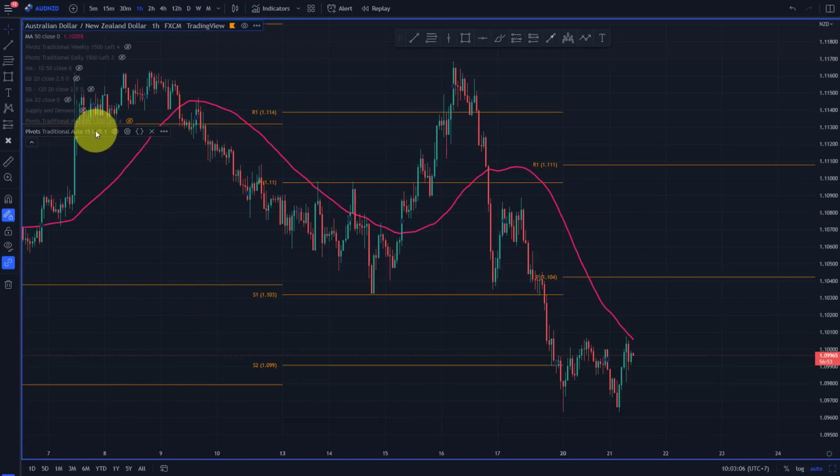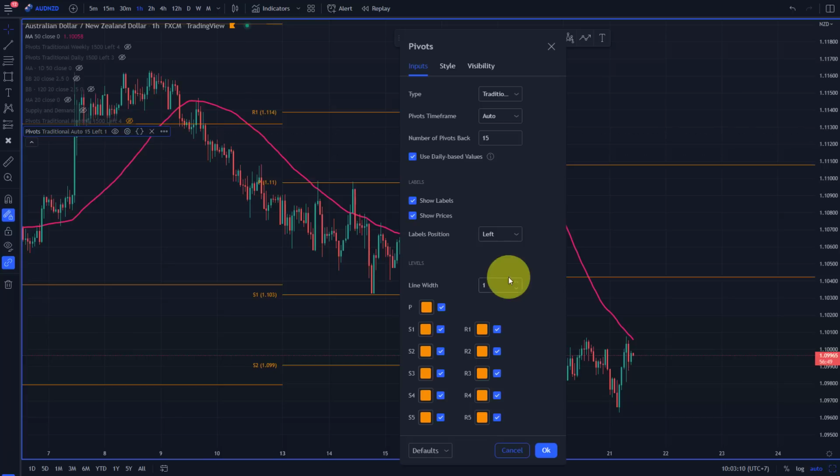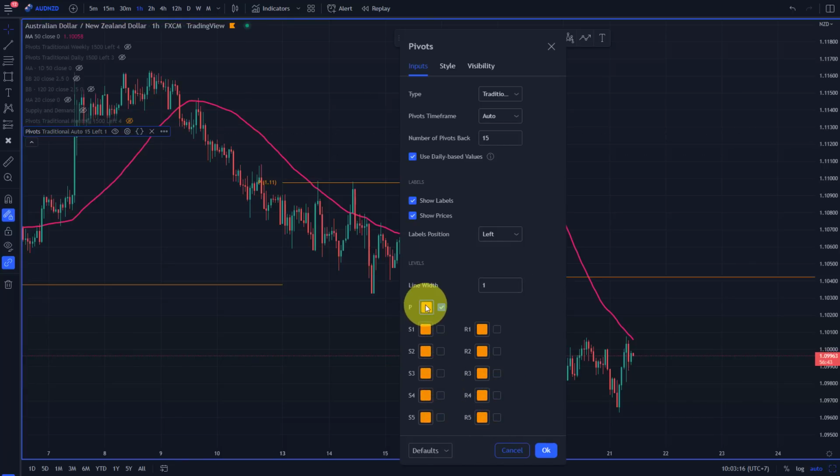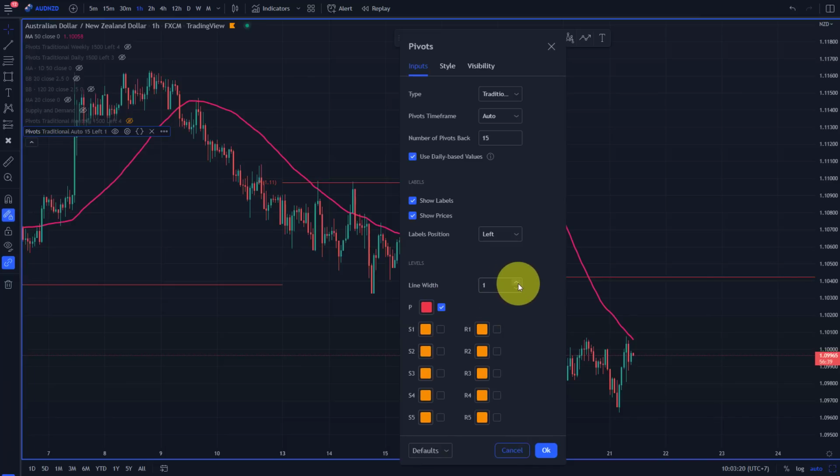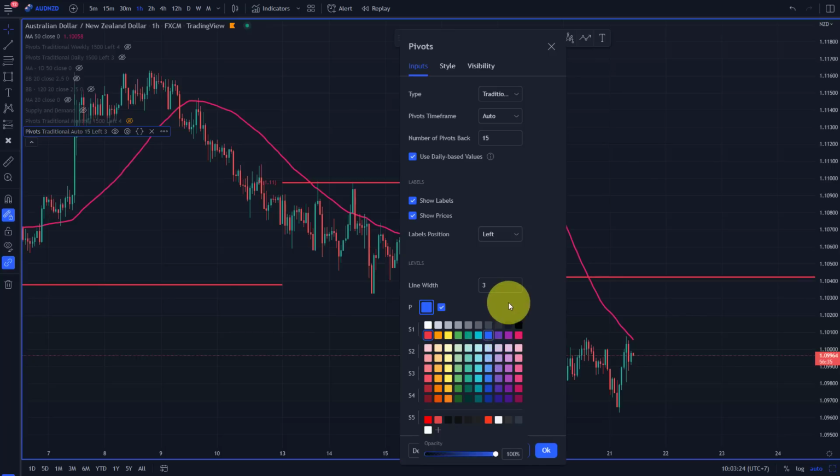I only use the central, so what we do is go to the left here and open the settings. First of all, I deselect all the S and R levels. I don't use them. I don't find them very helpful. I only use the pivot point, the central. You can make it a little bit thicker, and you can see the line is then thicker. Let's actually make it blue.